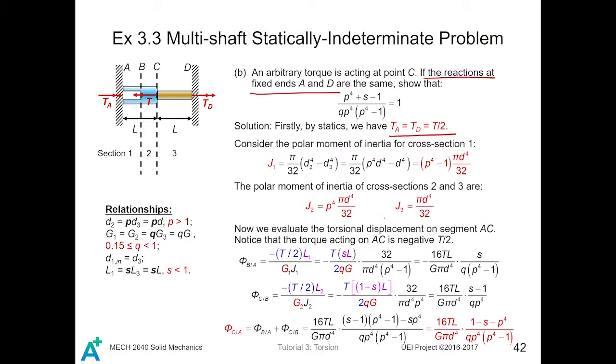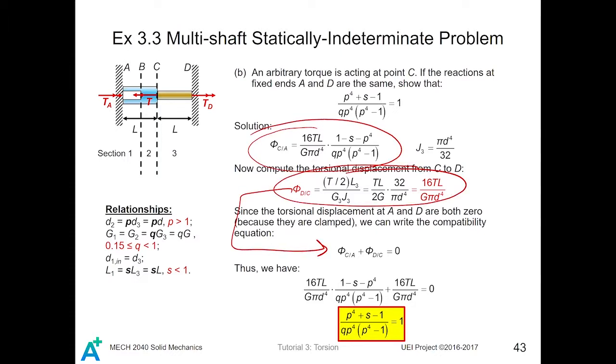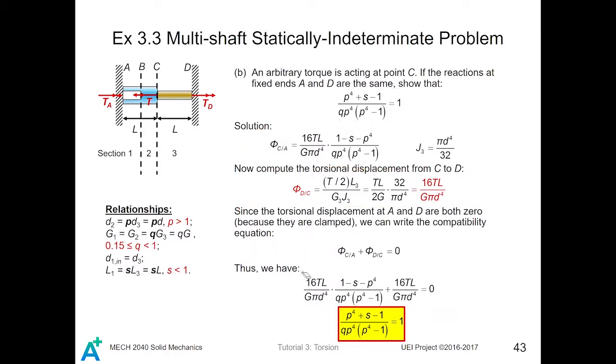Consequently, by a lot of calculations, you will find the torsional displacement of C relative to A, which looks like this. In a very similar manner, we compute the torsional displacement from C to D. Finally, we substitute both results into the compatibility equation. Then we can have such an expression. By simplifying it, we can have the result that we are going to prove.